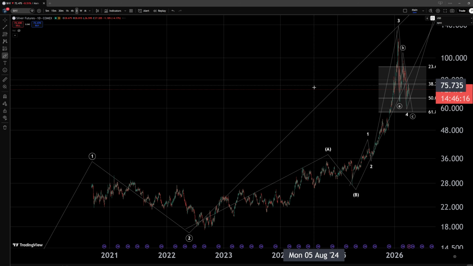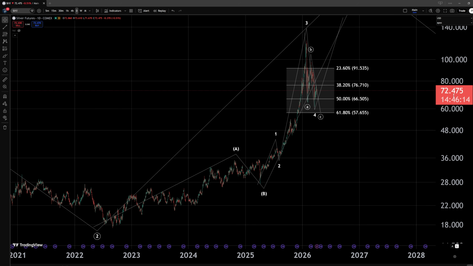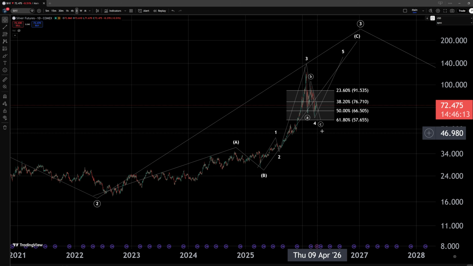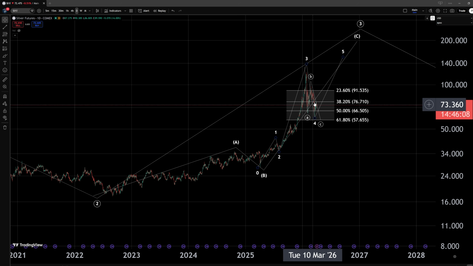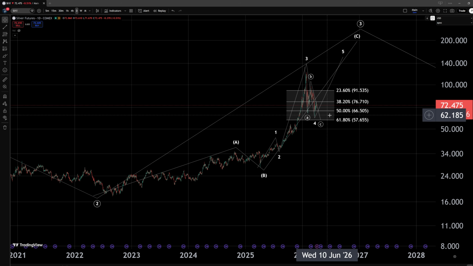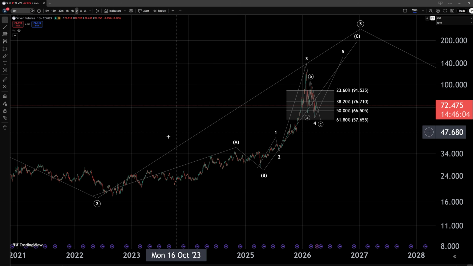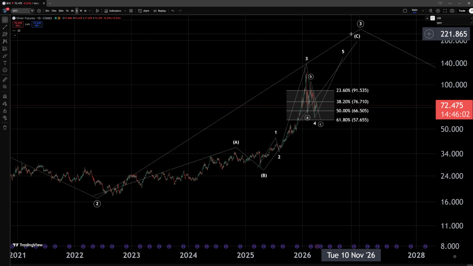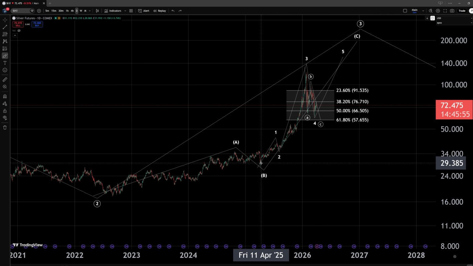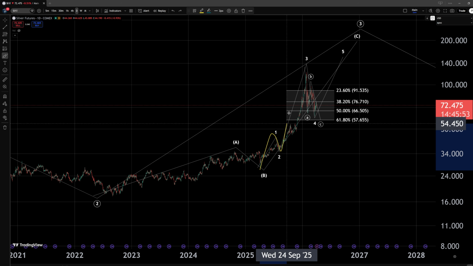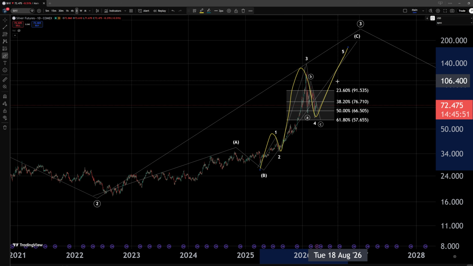So we are looking at a large diagonal structure. Must it be this count exactly? Of course not, other interpretations are possible, but this is our primary scenario where we are looking for one more high before assuming a quite substantial top to form, right? We have this as an A, B, C pattern within a larger wave tree, and we are looking to build an ending diagonal within the wave C itself.